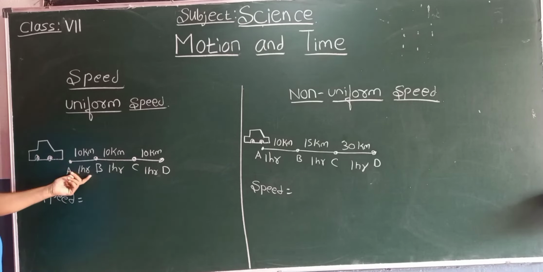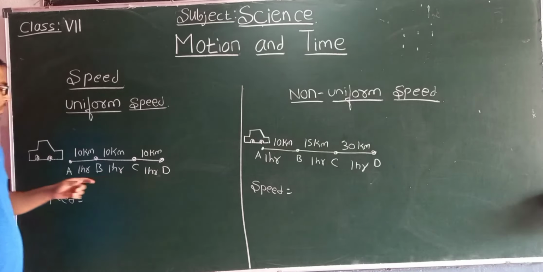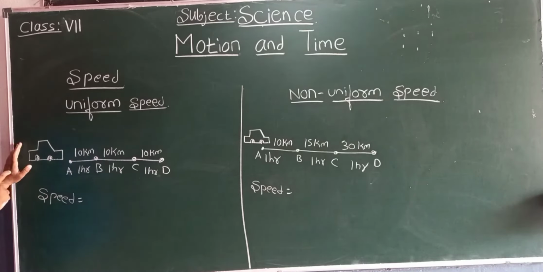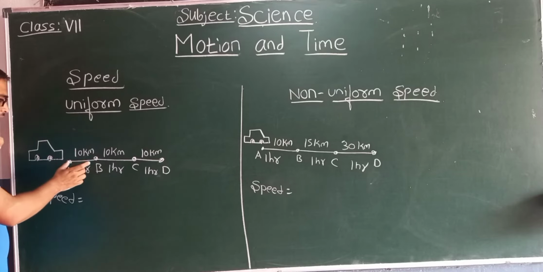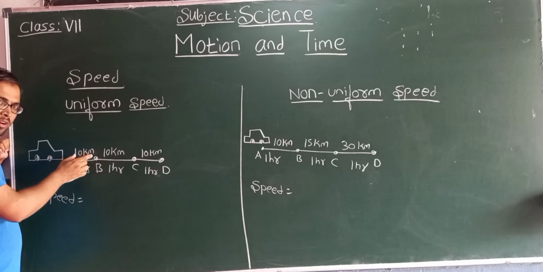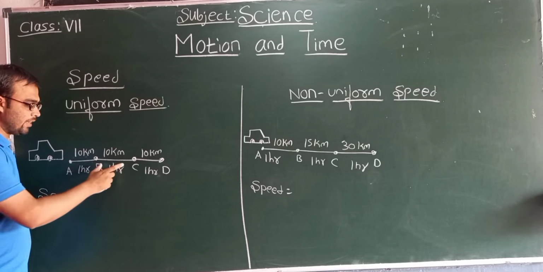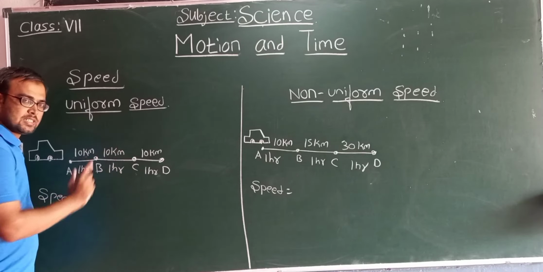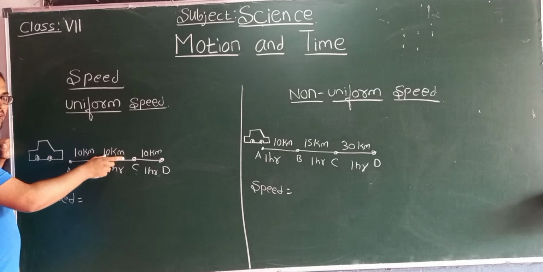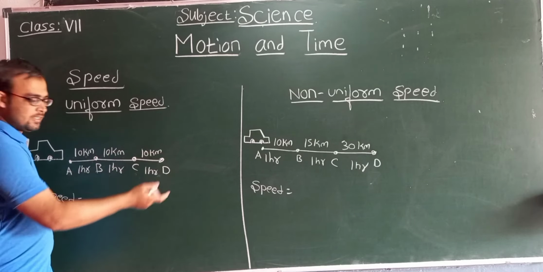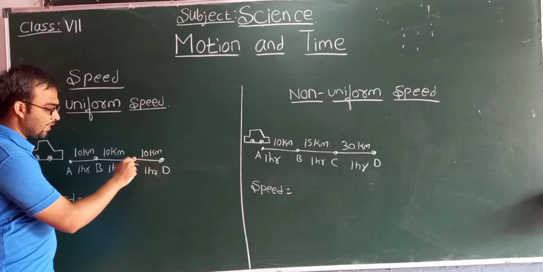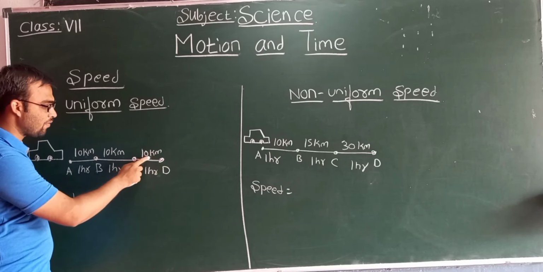10 kilometer. Okay, so this is what? 1 hour, 1 hour and 1 hour. Now here, assume that there is a car. In first 1 hour, that is from A to B, it has traveled a distance of 10 kilometer, and in next 1 hour, that is from B to C, it has traveled a distance of again 10 kilometer, and in next 1 hour, that is from C to D, it has traveled a distance of 10 kilometer.